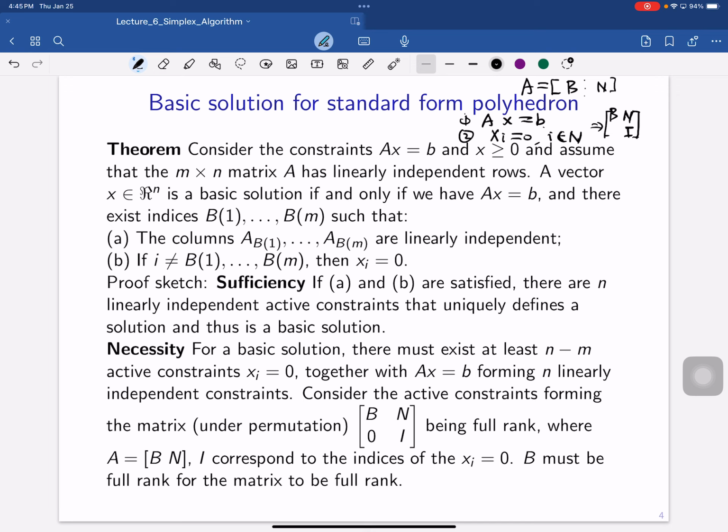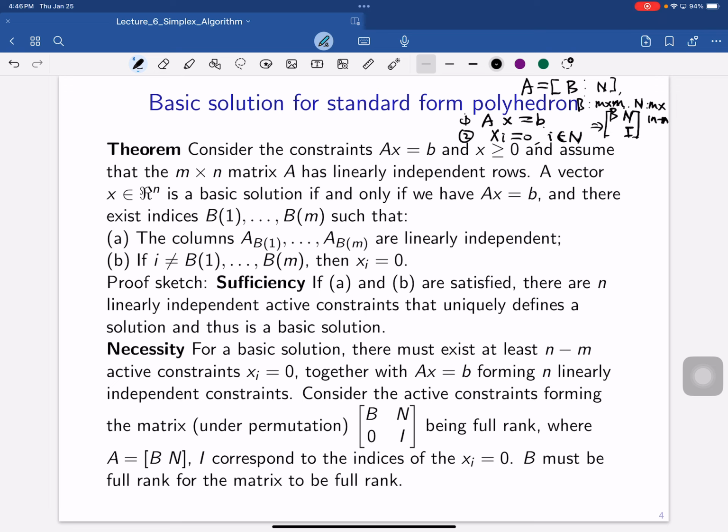The B is an m by m matrix, and N is an m by n minus m matrix. Then that characterizes a basic feasible solution. So that matrix that's formed, would it be a square matrix? Yeah, B is a square matrix, an m by m matrix. And then that B matrix has to be non-singular, in other words, these columns are linearly independent.